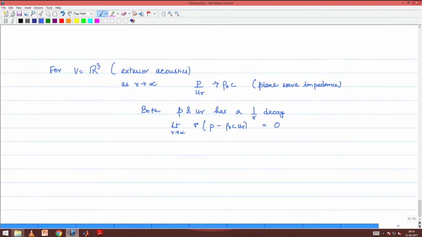This limiting condition will be attained at a rate which is commensurate with this 1 by r decay law. So, basically what I am saying is that this P and u r both fall as 1 by r, but the constant parts associated with P and u r will have a relationship, a scaling factor which is exactly rho naught C. So, this is the boundary condition associated with exterior acoustics, and this is called the Sommerfeld radiation condition.